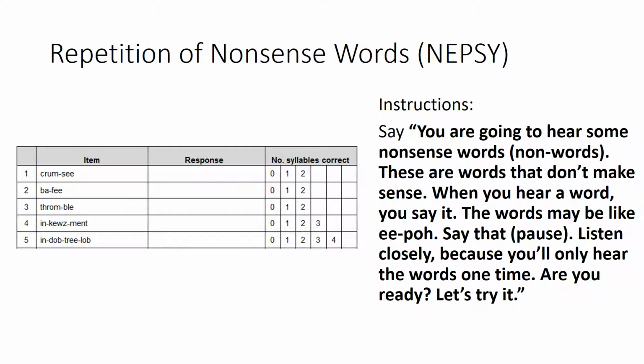The repetition of nonsense words, the NEPSY. There's a whole bunch of different made-up words broken up into different syllables, and the child has to say the words back. So repeat the words, and you score it based on how many syllables they get correct. So this is more about word production.